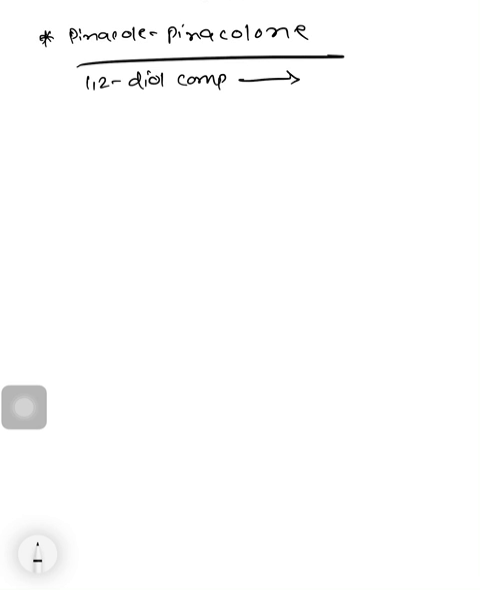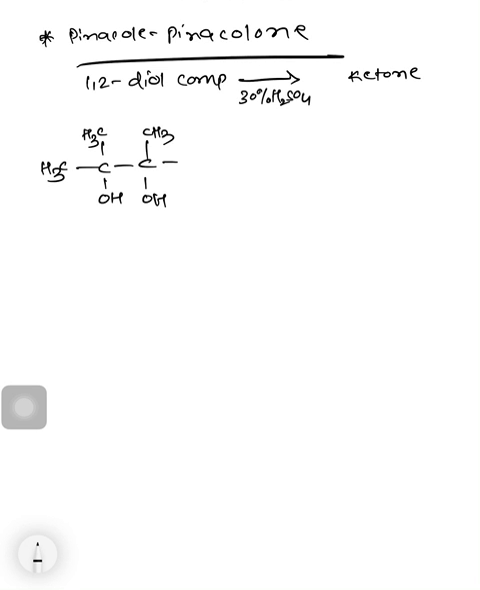1,2-diol type compound in presence of 30% H2SO4 will be converted into ketone type compound. Suppose I take the example of tetramethyl 1,2-diol. This is a 1,2-diol and tetramethyl group, so these are four methyl groups. Now in presence of 30% H2SO4, this will be converted into ketone type compound after the rearrangement. Here we will see the detailed mechanism of how this compound is formed.